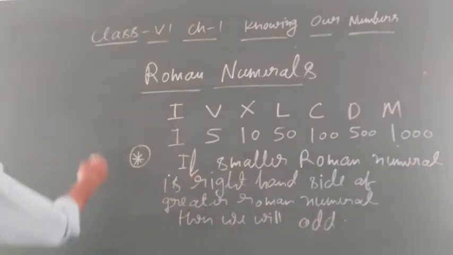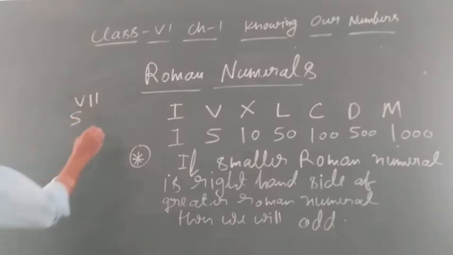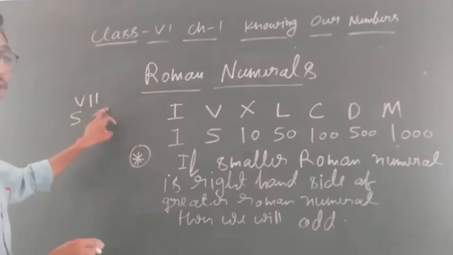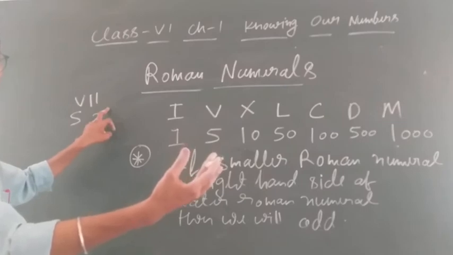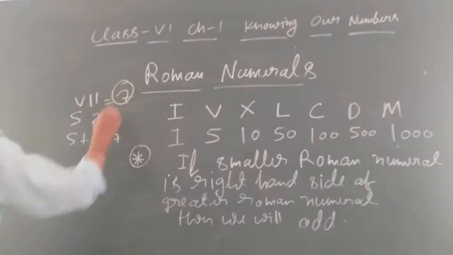अब कैसे? जैसे मान लो this is the example. देखो this is 5 and this is what? You know that this is 2. The smaller Roman numeral is on the right hand side of the greater Roman numeral. So what is the rule, student? We will add. You know that 5 plus 2 becomes 7 and you know that this is 7. So by this we can prove.